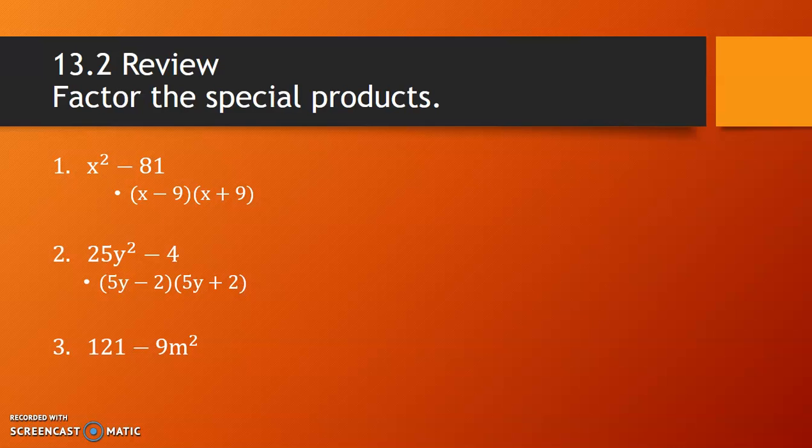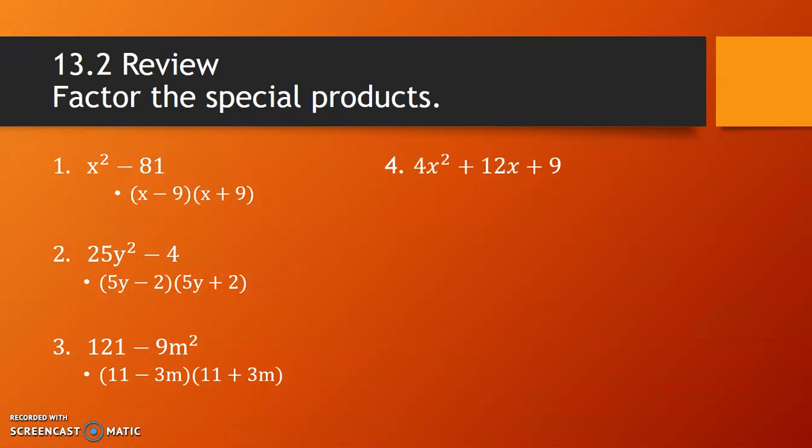This last one here, it's the same as those first two. It's just written backwards where they have that number or that letter at the end. I'm not going to be too picky about that. If you want to rewrite it, you can. But if you want to just factor this as you see it, that's fine. So it'd be (11 minus 3m)(11 plus 3m).